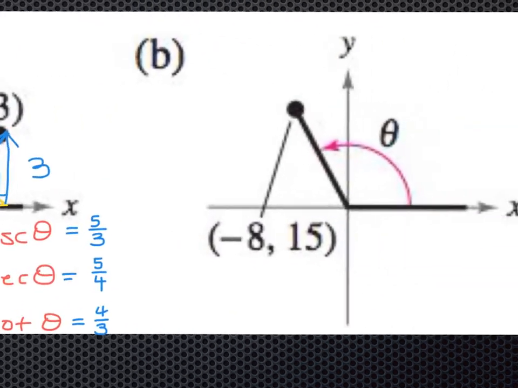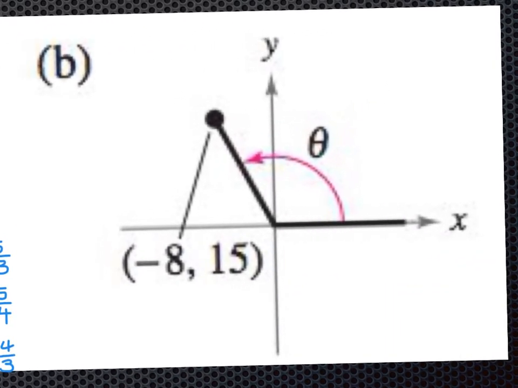Now let's look at B. This time my point is (-8, 15). So you're moving left 8, there's your -8. You're moving up 15, +15, and then the radius that connects them makes the hypotenuse. 8, 15, 17 is a triple. Again, if you don't know it, then you can use the Pythagorean theorem.